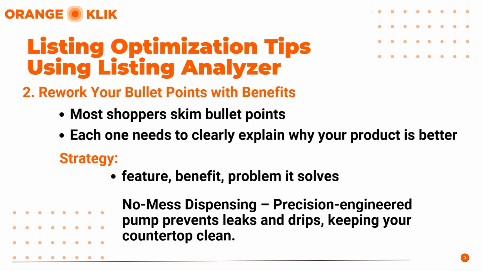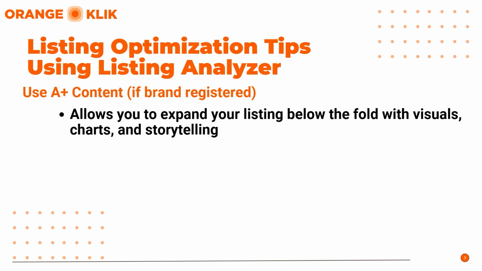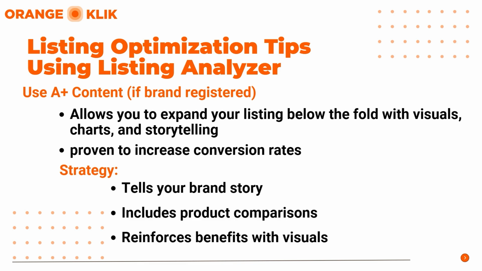Next strategy is to use A+ content if brand registered. A+ content allows you to expand your listing below the fold with visuals, charts, and storytelling. It's proven to increase conversion rates. Use Helium 10 insights to see what competitors are missing, then create A+ content that tells your brand story, includes product comparisons, reinforces benefits with visuals, and you will present a more premium brand experience, which leads to higher trust and fewer returns.